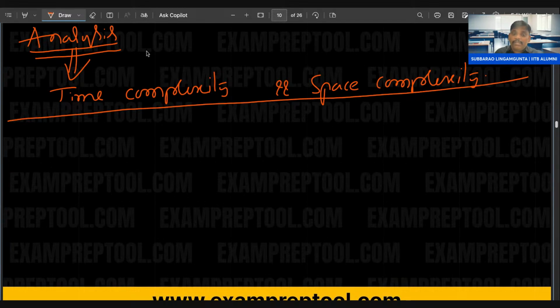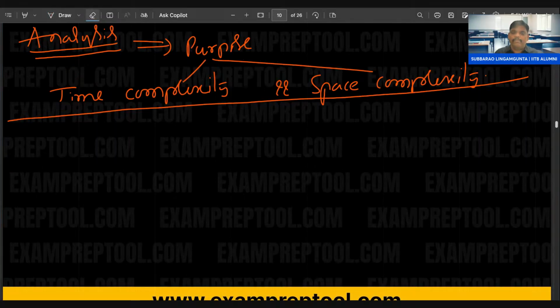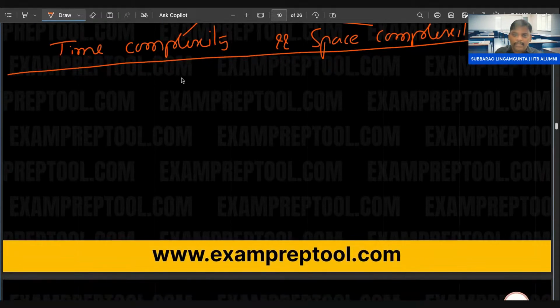What is the purpose of analysis? Finding time complexity and space complexity. That is the purpose. Next one, analysis, how many types? Two types.